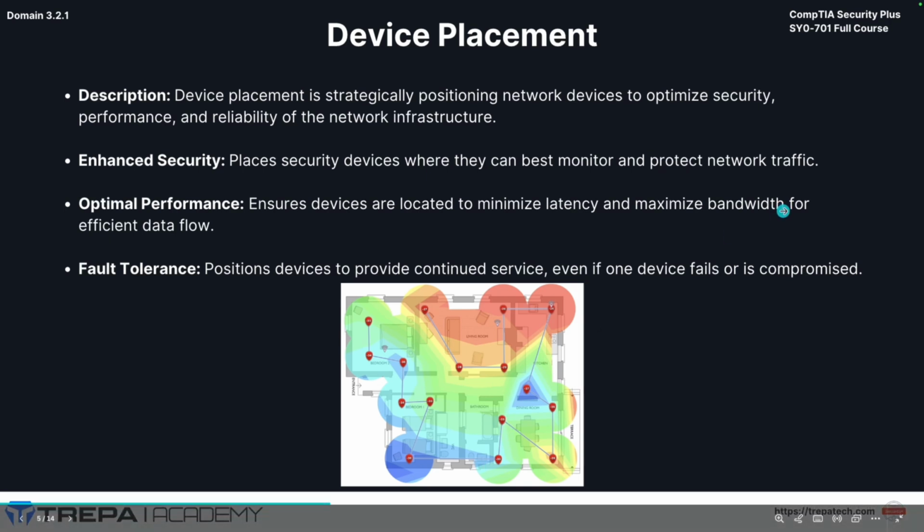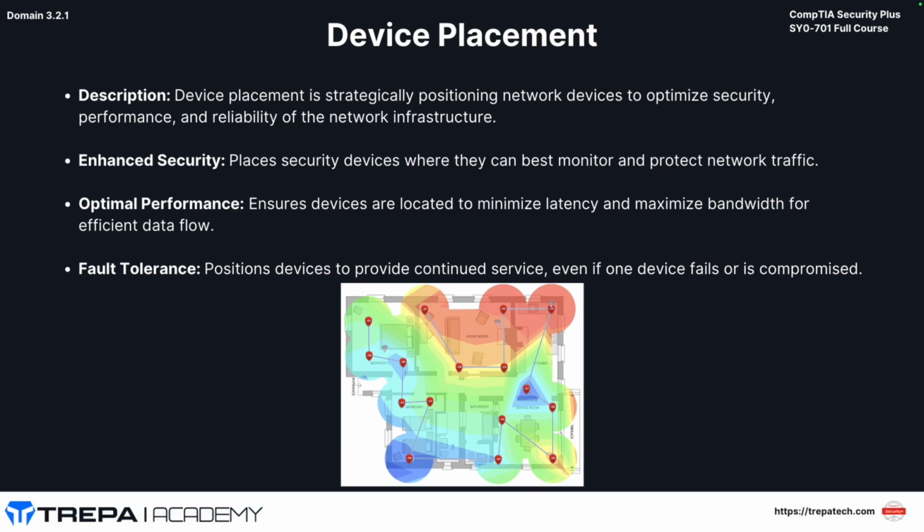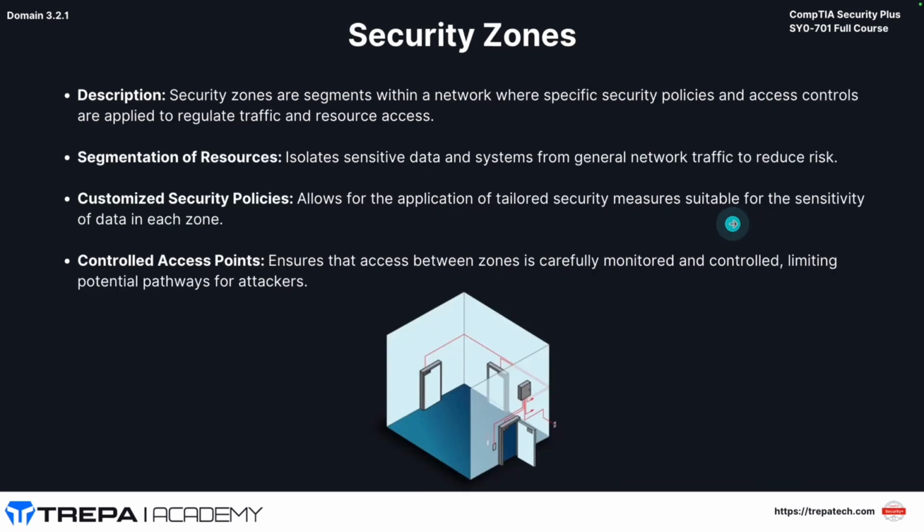And then, of course, physical security. Do we have the right barriers? Do we have what's called man traps or access control vestibules to get access to our campus and to our offices? And then, okay, security zones, right? So it's kind of going over that. Security zones are segments within a network where specific security policies and access controls are applied to regulate traffic and resource access. This can be physical and logical.